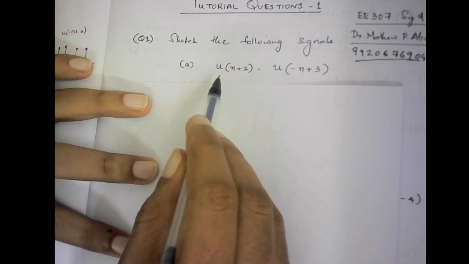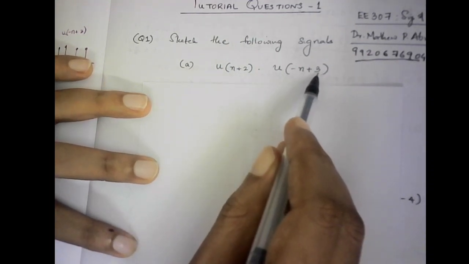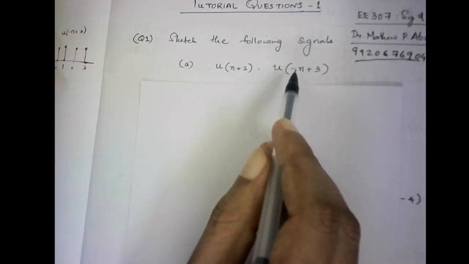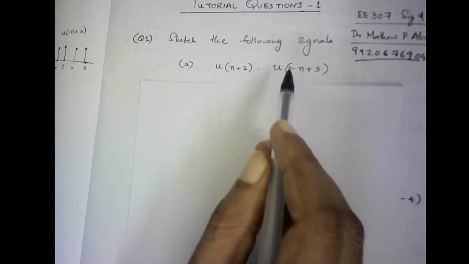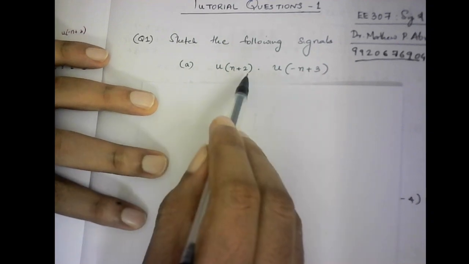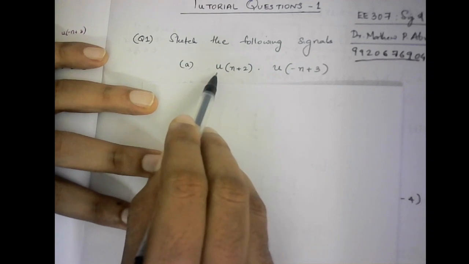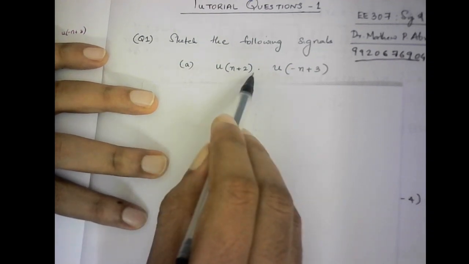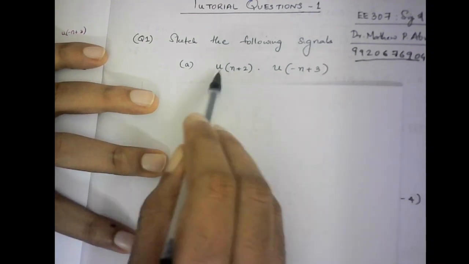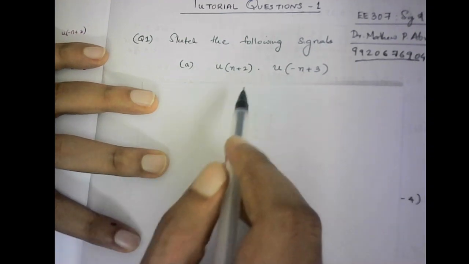The first question is u of n plus 2 times u of minus n plus 3. By observing this equation, you can notice that there is a multiplication of two signals. The first signal is u of n plus 2 and the second signal is u of minus n plus 3. So you need to sketch u of n plus 2 and u of minus n plus 3. After sketching these two, you need to multiply these signals to obtain the final result.